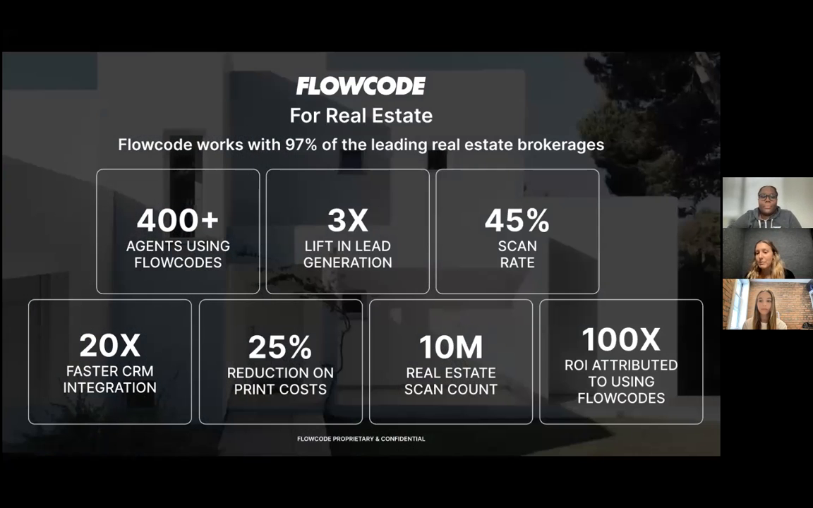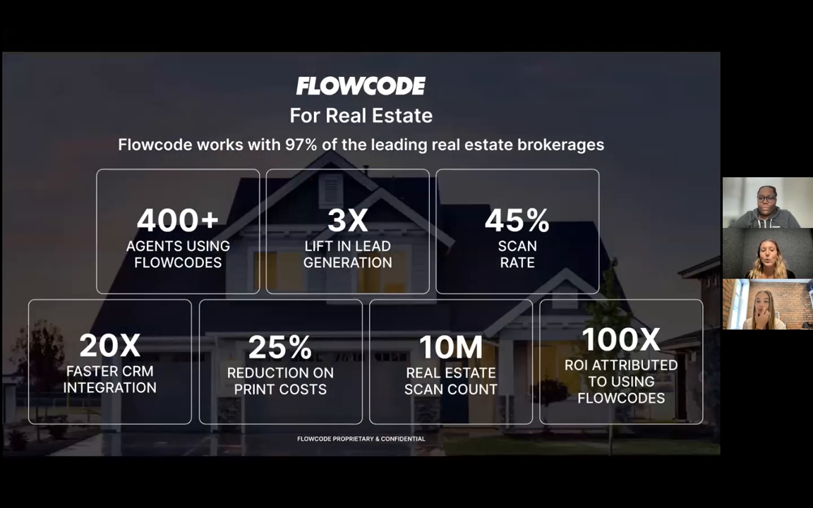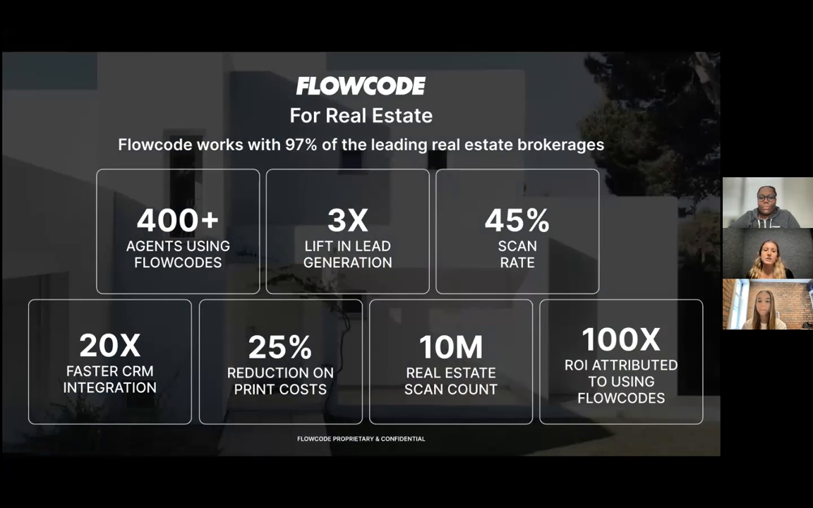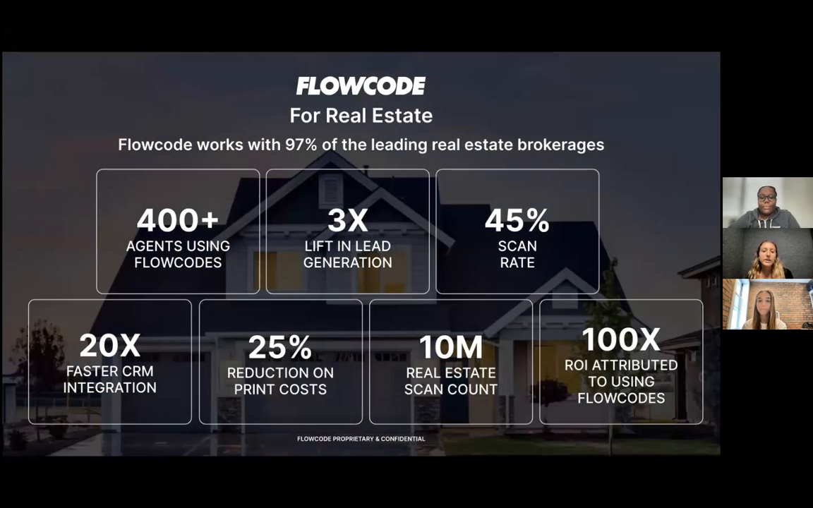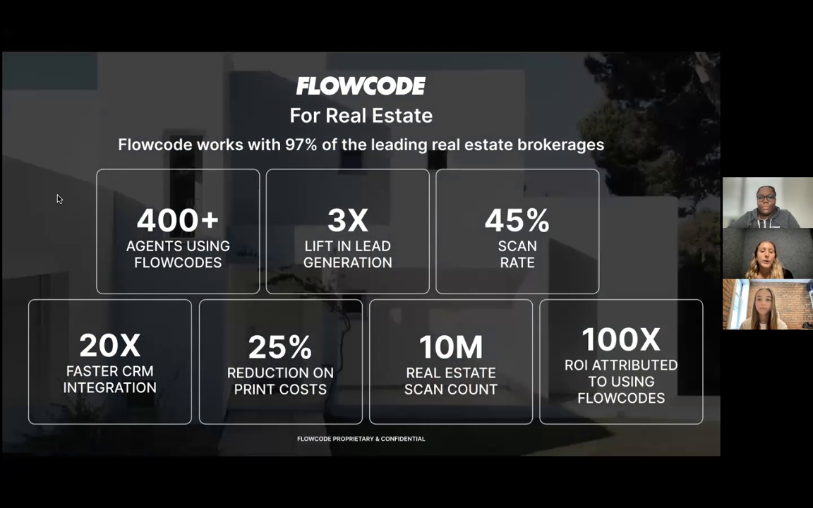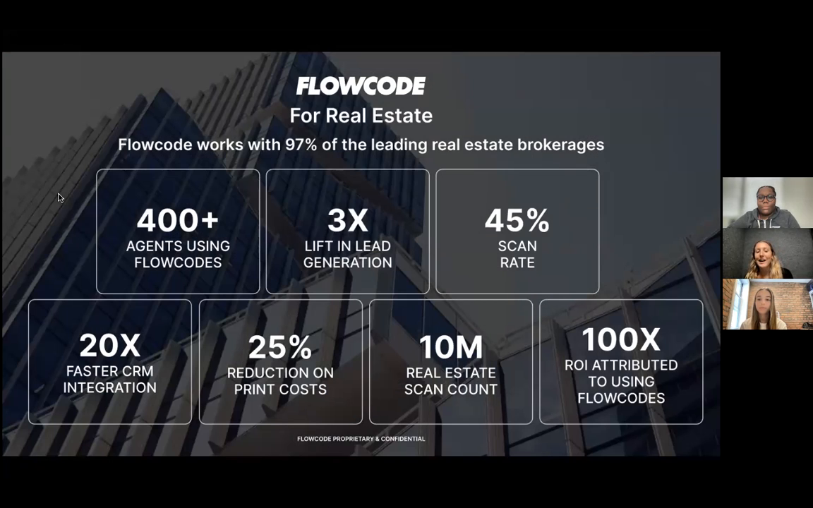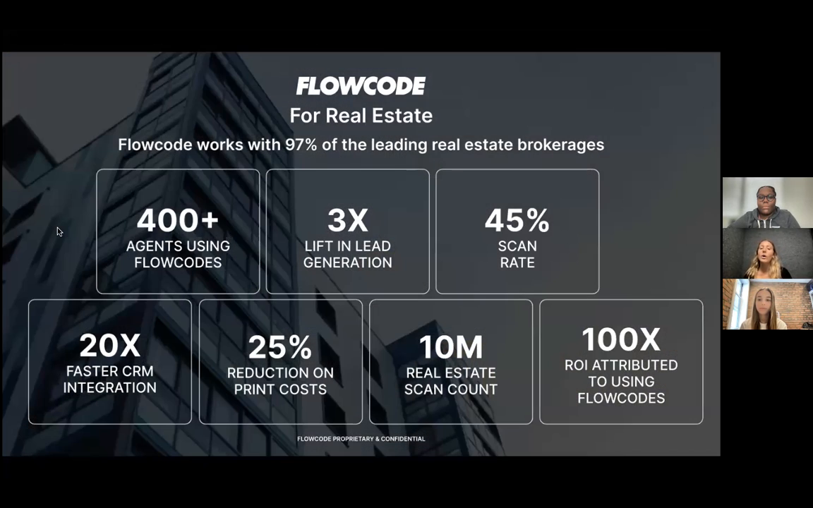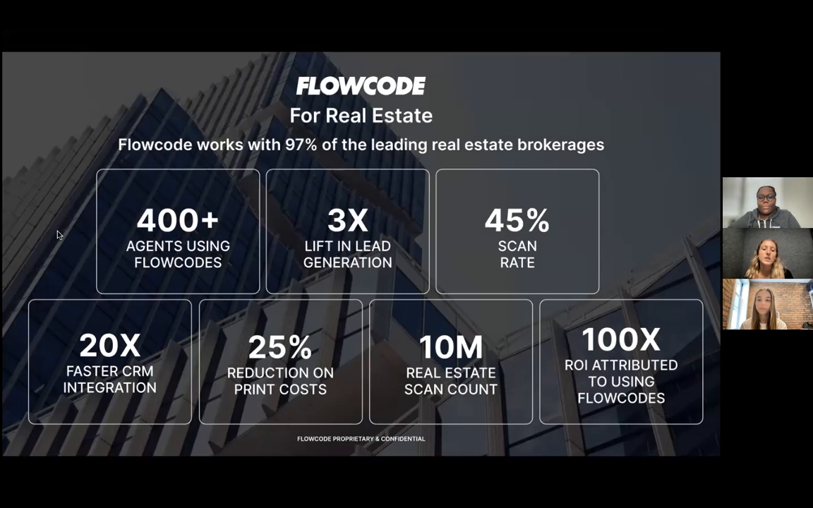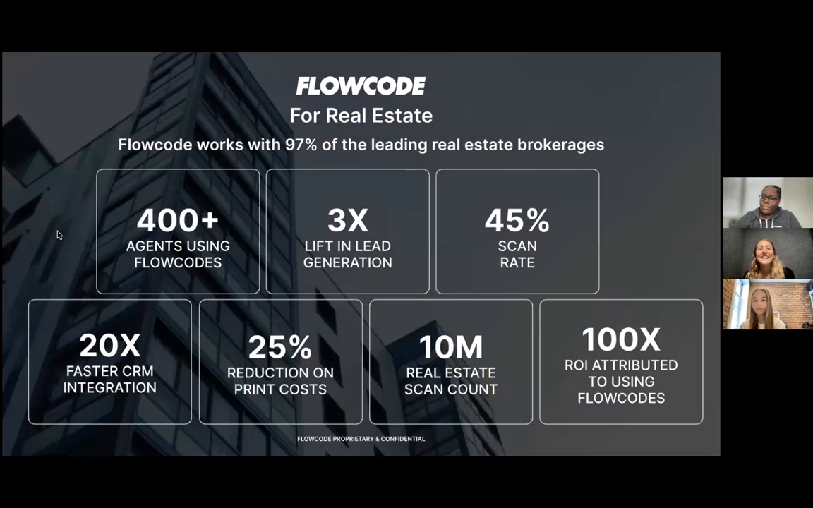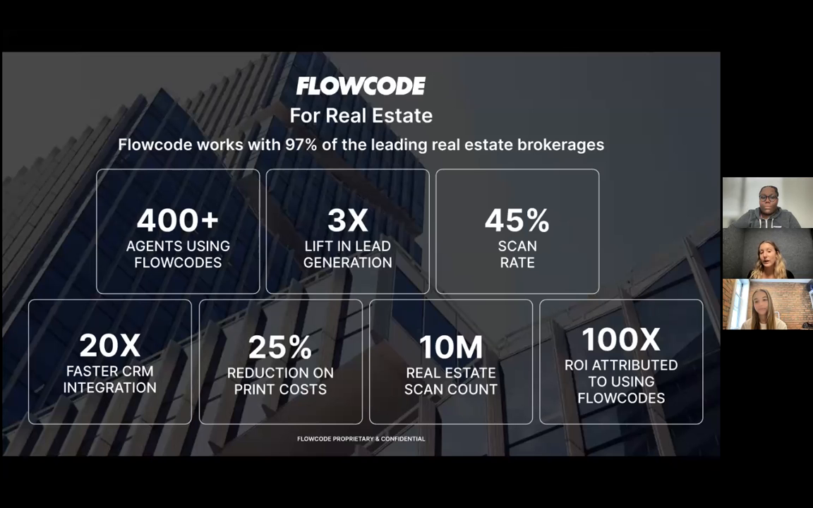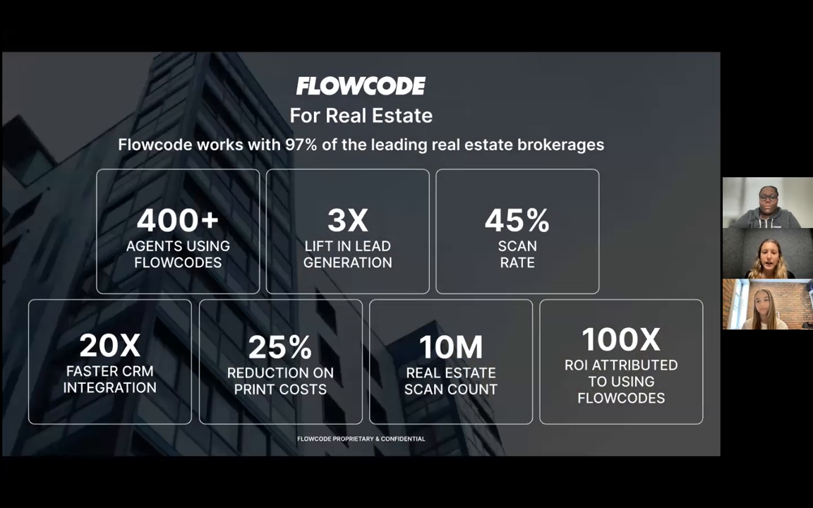We know how important CRM is to real estate agents as well. So we get 20x faster CRM collection, and we also have integrations with things like HubSpot, Zapier, Klaviyo, MailChimp, all of those, and we'll go over those a little bit more later as well. We also are attributed to a 25% reduction on print costs. So one of the cool features that you have access to in Flowcode is our print store, which is getting a facelift right now. So you'll have access to that. And with our Pro and Pro Plus accounts, you'll also have a discounted rate on printing, which is great.